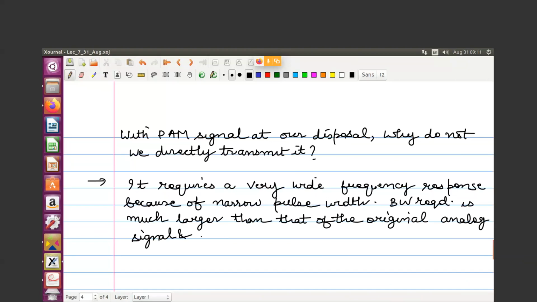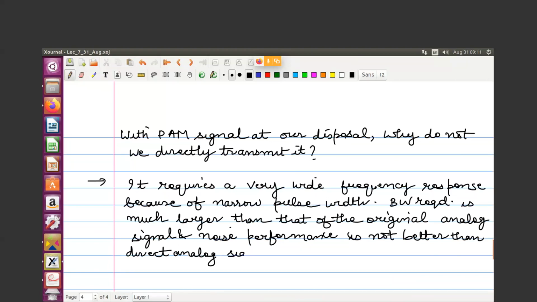And noise performance is not better than direct analog signal transmission. Okay. Why is this? Because there will be several issues with it. A lot of noise and distortions will add because of the wideband signal. So it may be the case that if you transmit the analog signal by analog modulation, you will get maybe a better or lower error than this.